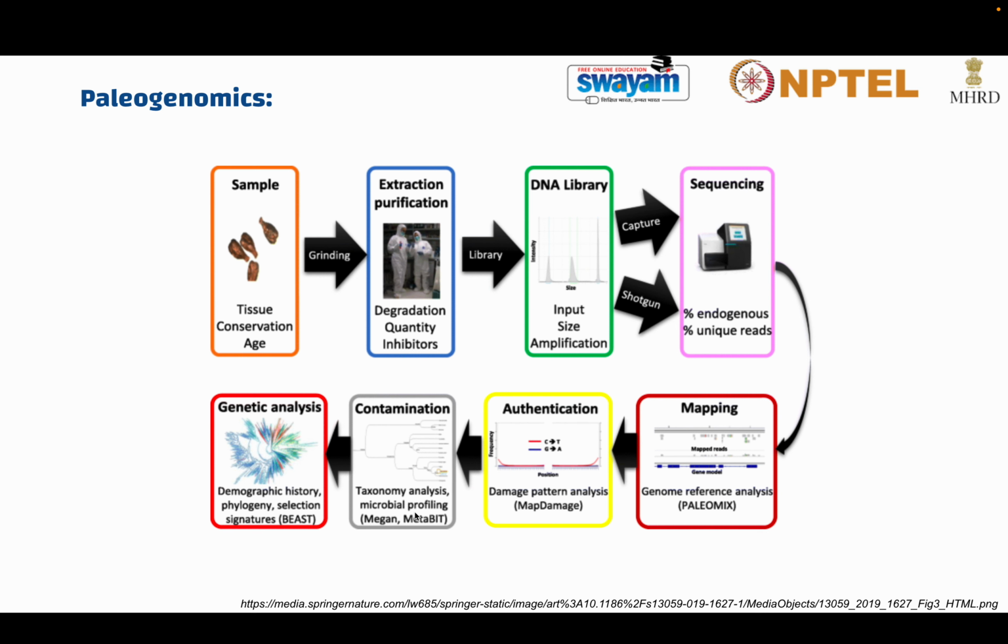You will perform comparative genomic analysis. You will check whether some microbial contamination or some other genome contamination is available so that you can distinguish the ancient genome from the current or modern genome. And at last, you'll perform genetic analysis, which will also tell you the demographic history, the phylogeny, selection signatures, and all these things you can infer with the help of paleogenomics. So I hope now you'll be aware of this term and you know how it is performed and what are the applications and what are the achievements of this paleogenomics.